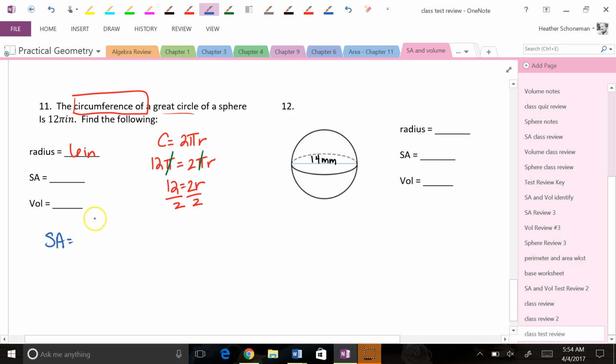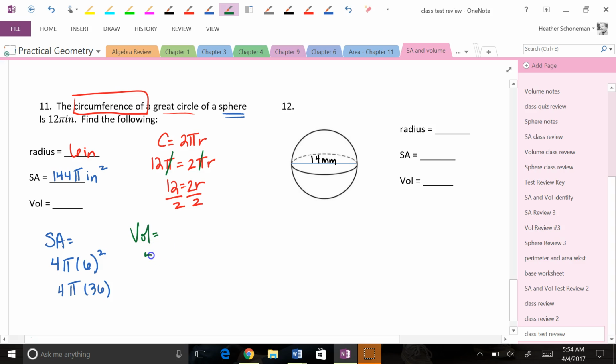Surface area of a sphere is 4 pi times the radius squared. So we have 4 pi times 36. We have 4 times 36, which gives you 144 pi inches squared.